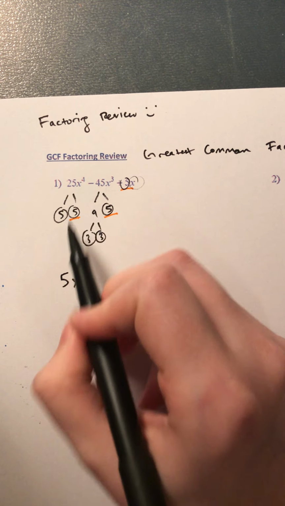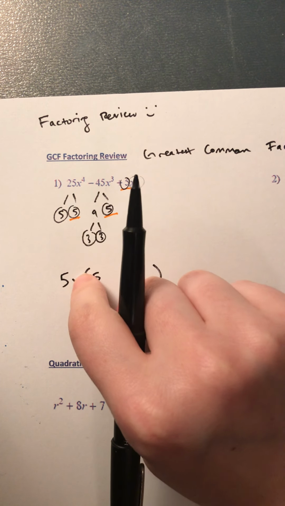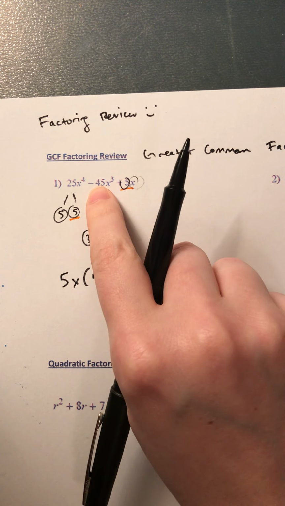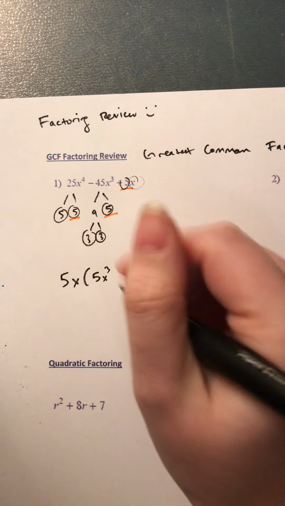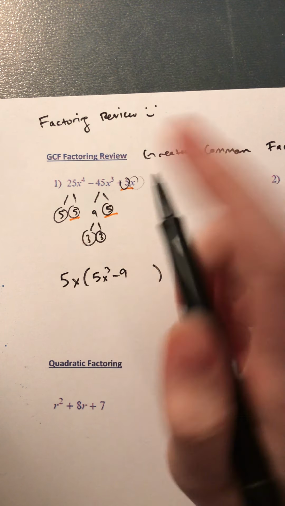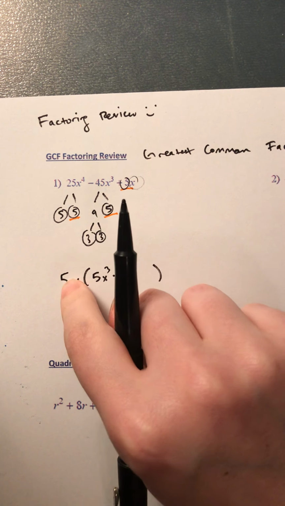So 25 divided by 5 is 5. We started with 4 x's. We took 1 out, so there's 3 left. Next up, negative 45 divided by 5 is negative 9. We started with 3 x's. We took 1 out. There's 2 left. 5 divided by 5 is 1.